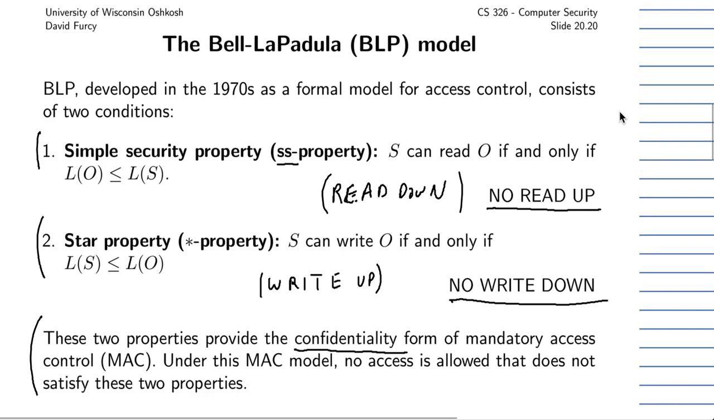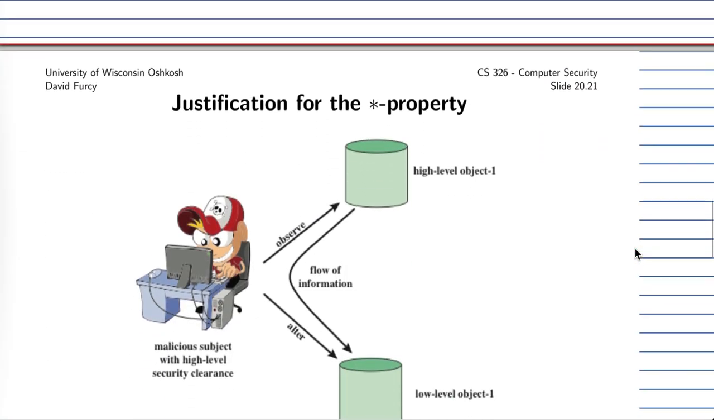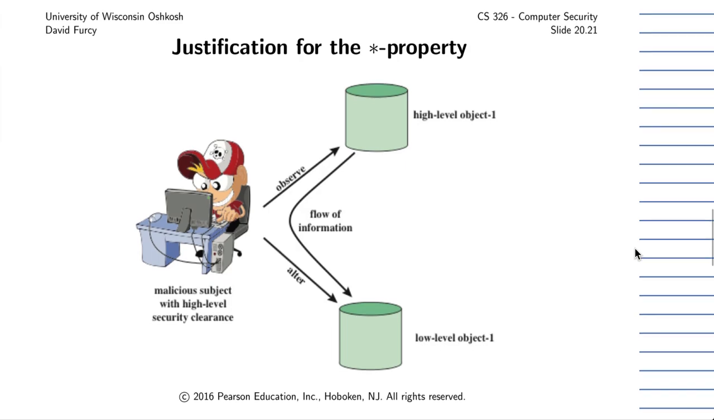So this simple property, I think, is more intuitive and easy to understand: you're not allowed to read documents that are above your security clearance. But the star property, the no write down, is a little bit less obvious. So on the next slide, I grabbed a picture that is an attempt at explaining the star property. Let's assume that you have two levels of classification for documents, a high level document and a low level document, and a subject that also has a high level clearance.